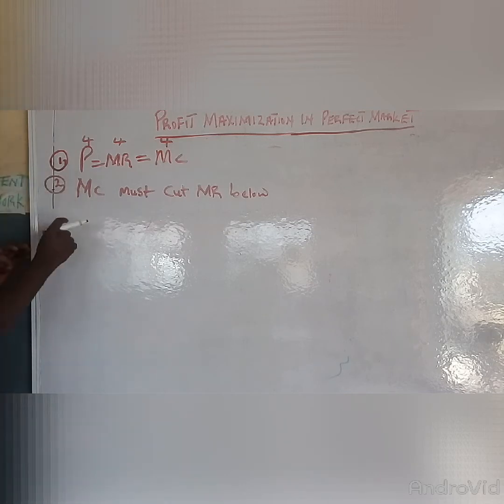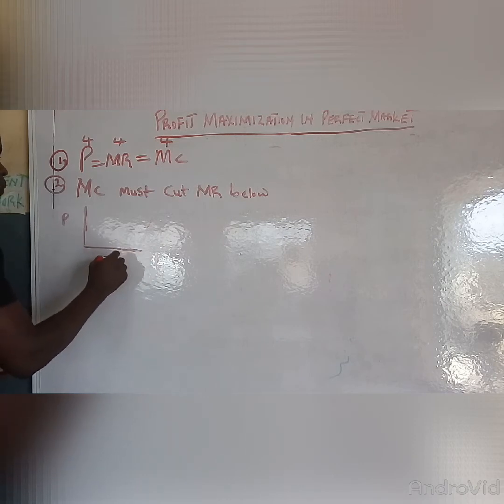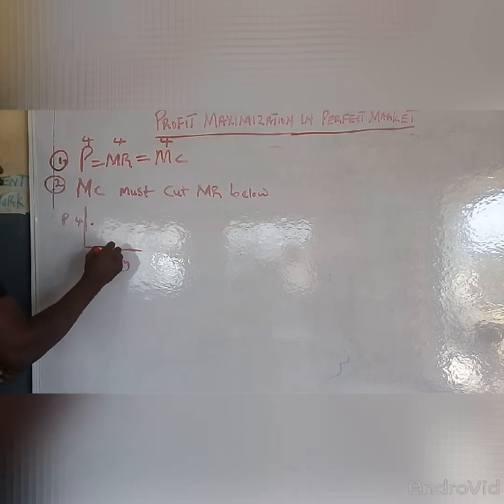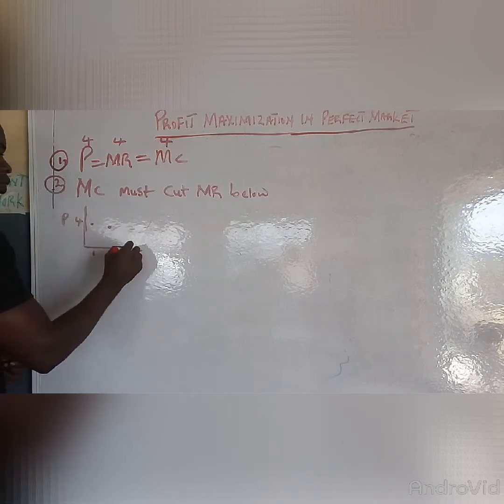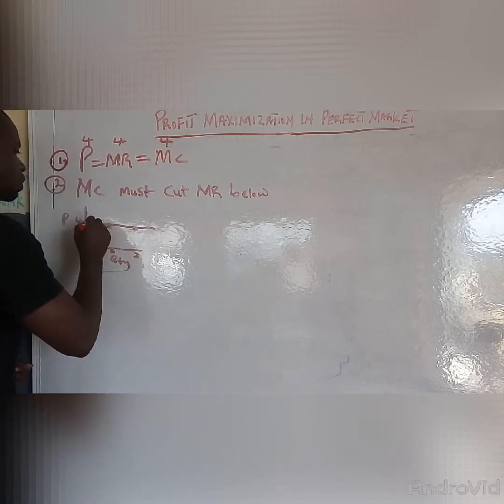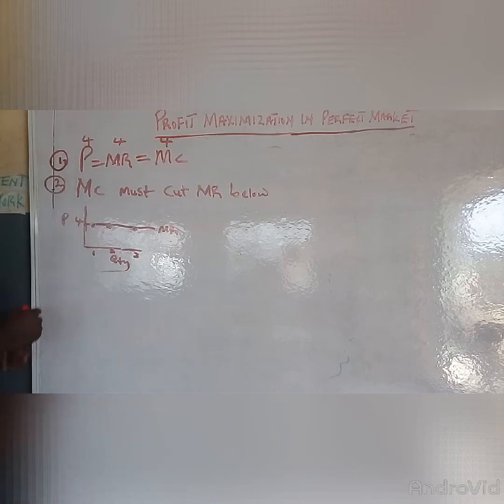We have established that P always equals marginal revenue. P always equals marginal revenue in perfect market because price is uniform. Look at this. This is our price, this is our quantity. If price is 4, we consume 1 unit. So this is the point of intersection. If you consume 2, this is the point of intersection, 4. If you consume 3, 4, this is the point of intersection. If you join it together, it's going to give us marginal revenue. Meaning that at this level, our marginal revenue is 4. Our price is also 4.